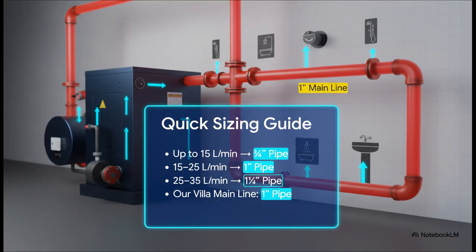So how do we hit that target? Well, here's a great rule of thumb for most residential projects. You just look at the flow rate we already calculated. Since our villa's in that 15 to 25 liters per minute range, a 1-inch main line is the perfect choice to keep that velocity right where we want it.